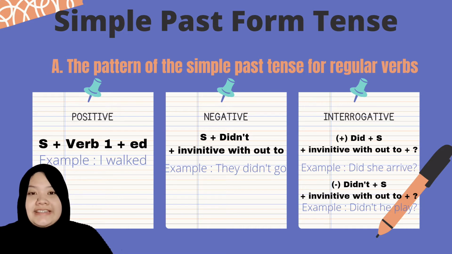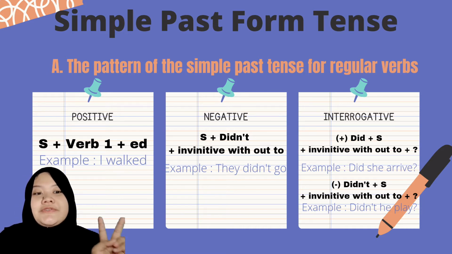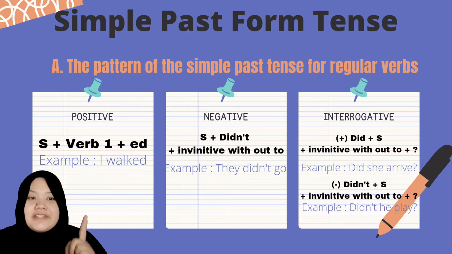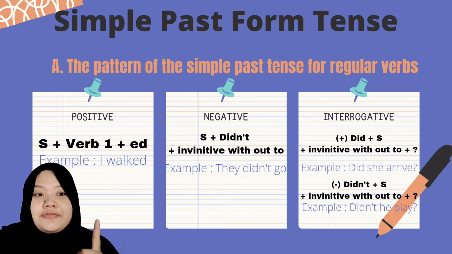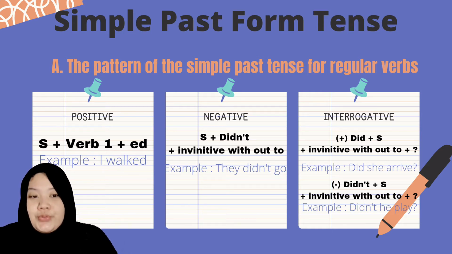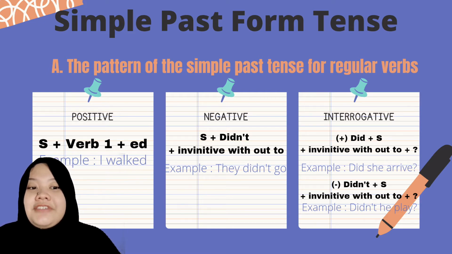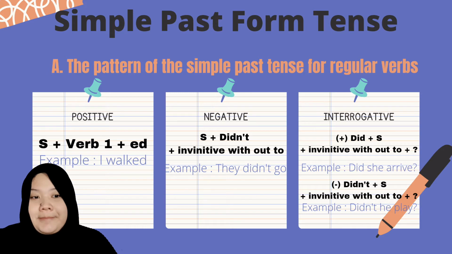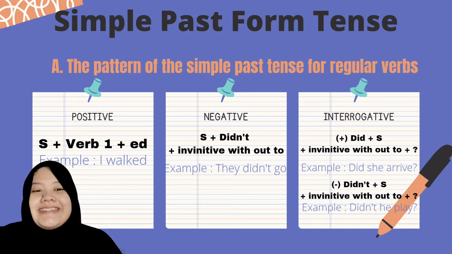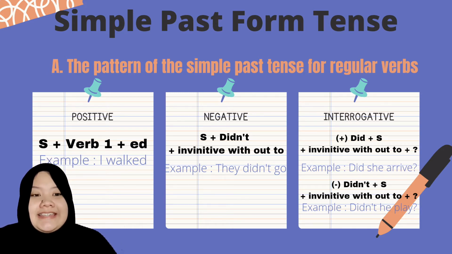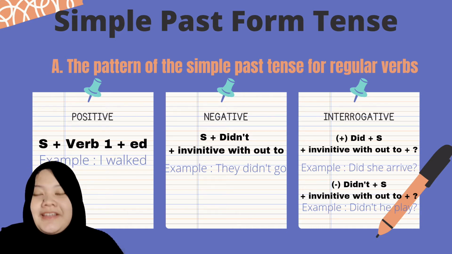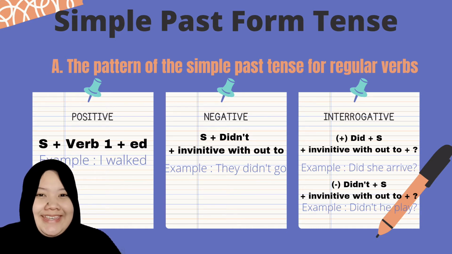And for interrogative sentences, there are two rules. The first is interrogative sentence for positive. The rule is did plus subject plus infinitive without to. For example, did she arrive? The second is interrogative for negative sentence. The rule is didn't plus subject plus infinitive without to. For example, didn't he play?